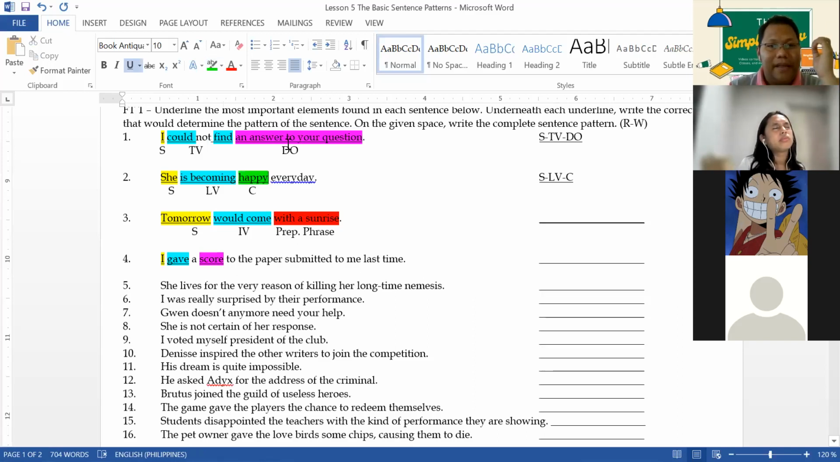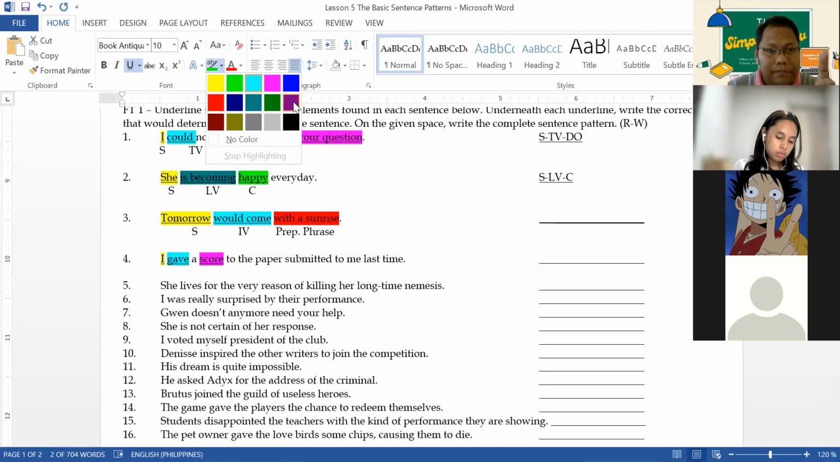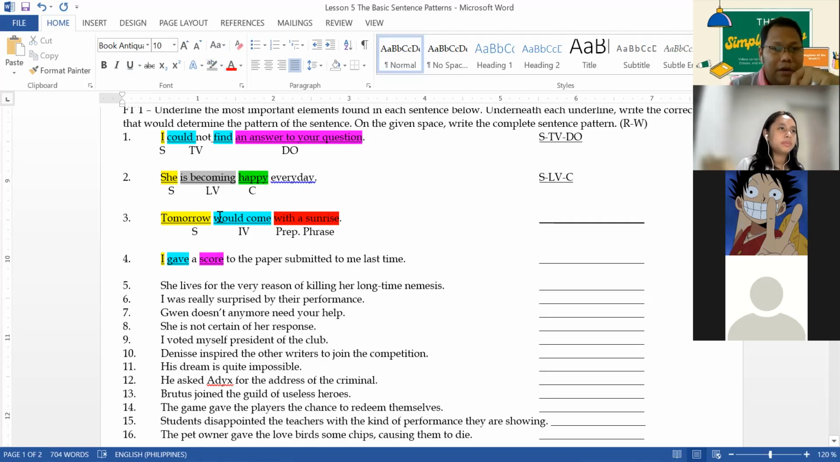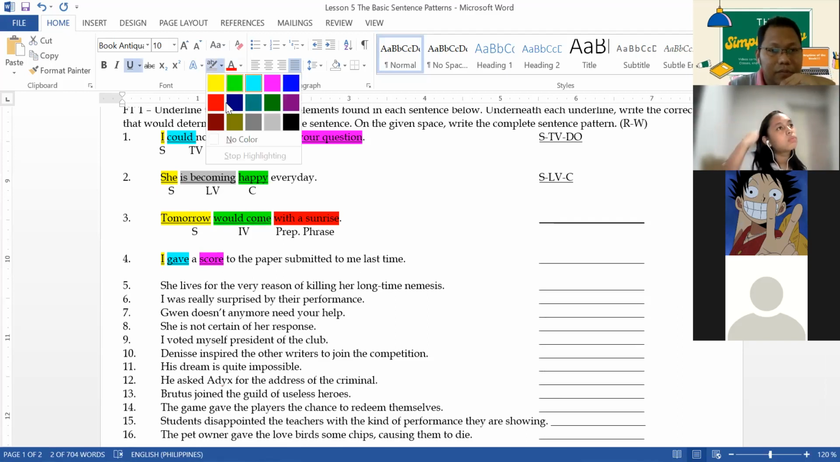Because all direct objects, we've colored them with purple. We shall color the linking verb differently. We'll color the linking verb with gray. We'll color the intransitive verb differently. I think this color is fine.